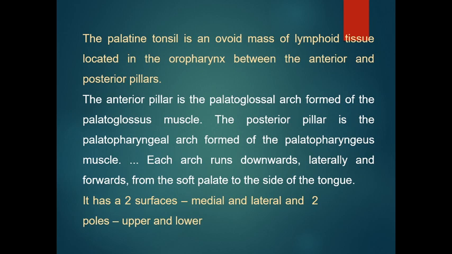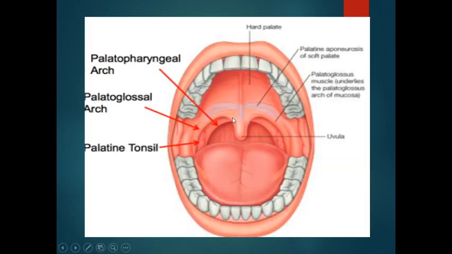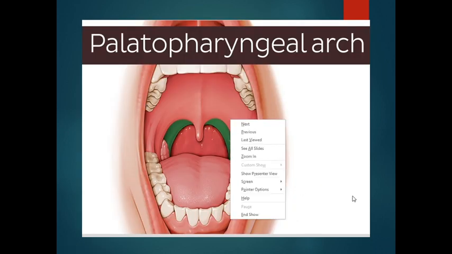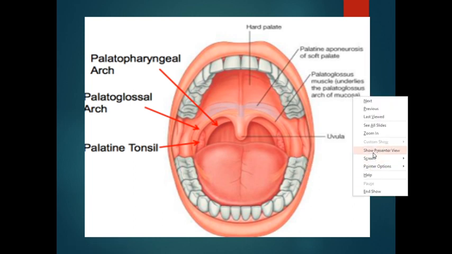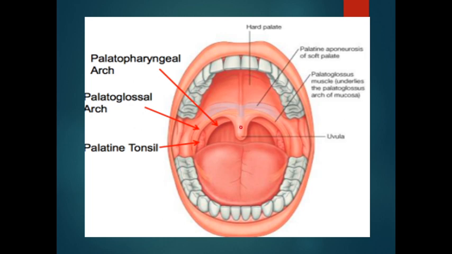of the palatopharyngeus muscle. As its name suggests, the palatoglossus means the arch extending from here, the palatoglossal arch, the arch extending from the palate to the glossus. Glossus means tongue, while the arch extending from the palate to the pharynx is the palatopharyngeal arch. In between these two arches, there is presence of the palatine tonsil.